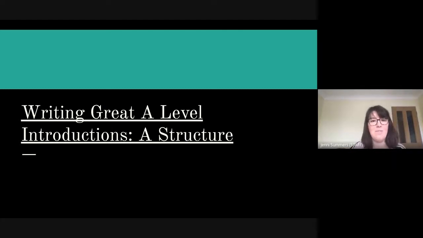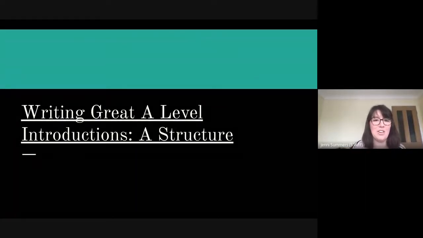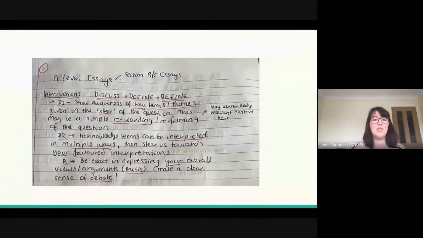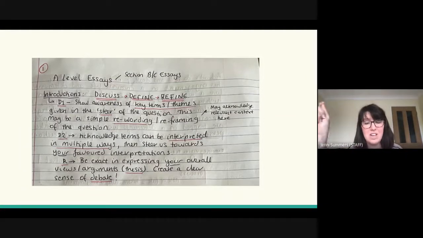Oh, wrong button. I love technology. Here we go. So, a really simple three-step method of introductions for A-level essays. I'm talking specifically about B and C because there's a bit of a quirk to section A when you've got your extract in aspects of tragedy.